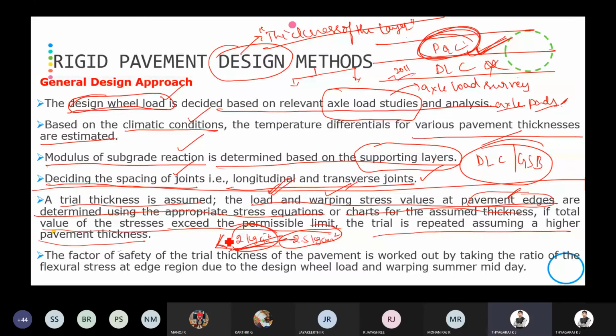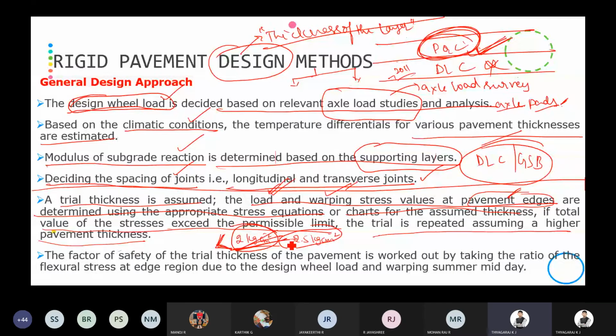So if the stress which we calculate for the trial thickness is less than the permissible limit, it is okay. If it is greater, we are going to redesign the trial thickness. Again we are going to calculate the wheel load and warping stresses.